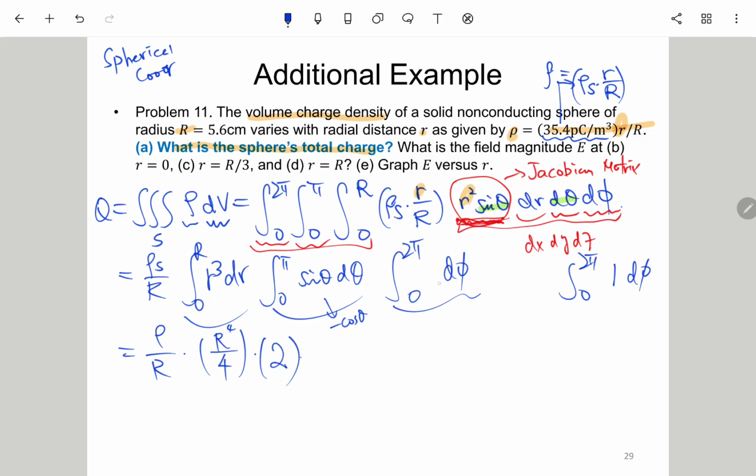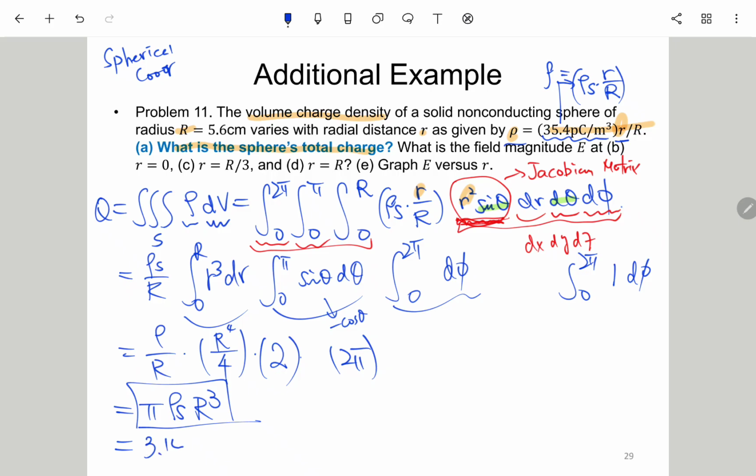And then the final part: integrating 1 from 0 to 2 pi is actually 2 pi. So it turns out to be pi rho s R cubed. This is the case if rho, the volume charge density, is proportional to the radius. The total charge will be something like this. And of course, you can plug in the numbers.